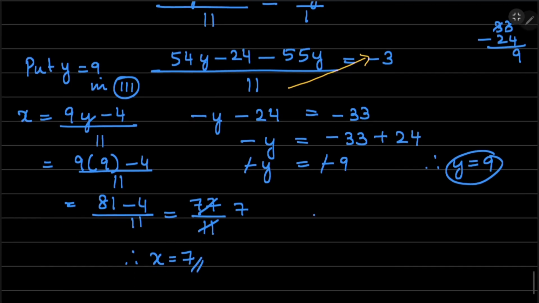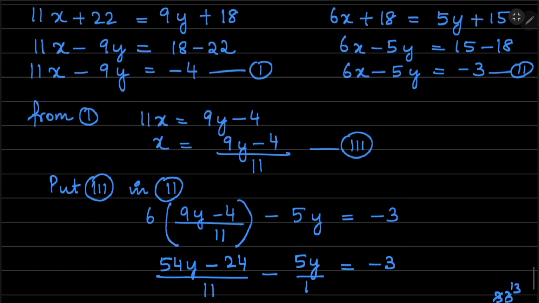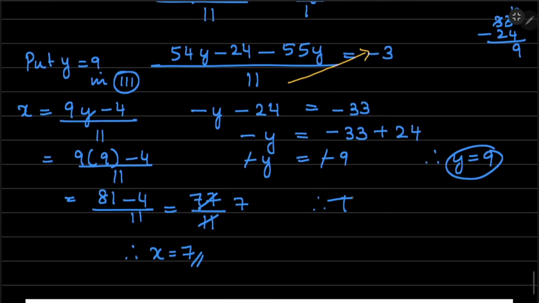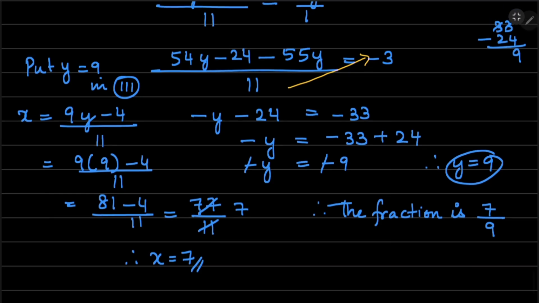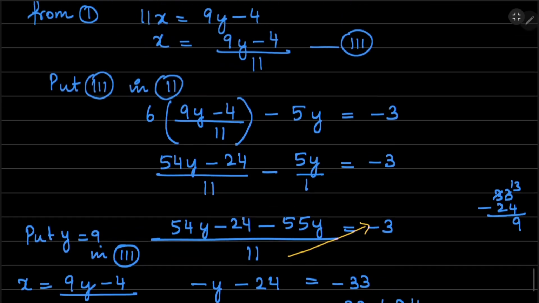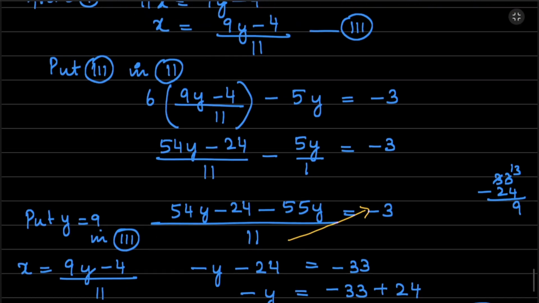y equal to 9. Therefore, what do you have to find? We have to find the fraction x by y. Okay, so therefore the fraction x by y is 7 by 9. Hence, you have solved it. So look at how easy these questions are.